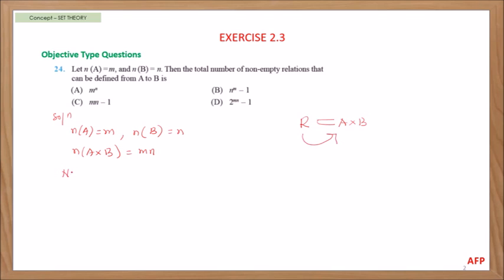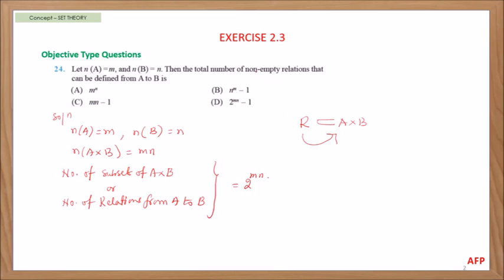Number of subsets of the Cartesian product, or you can write number of relations from A to B. Both are the same. This you can write as 2 raised to m into n.